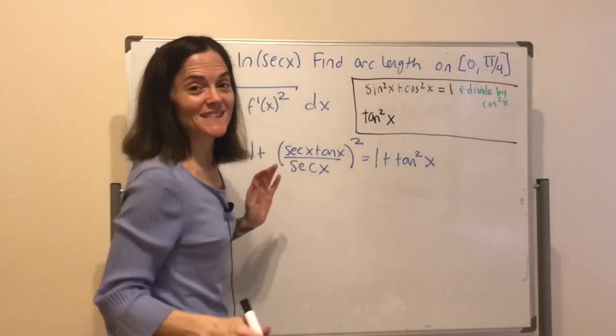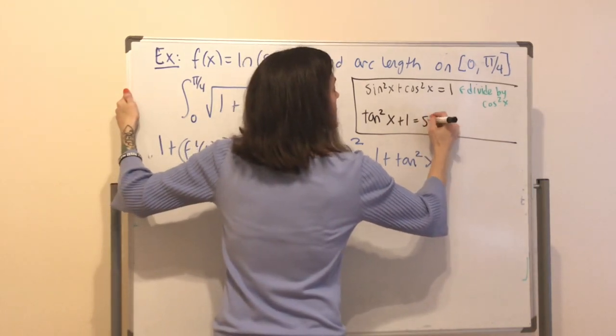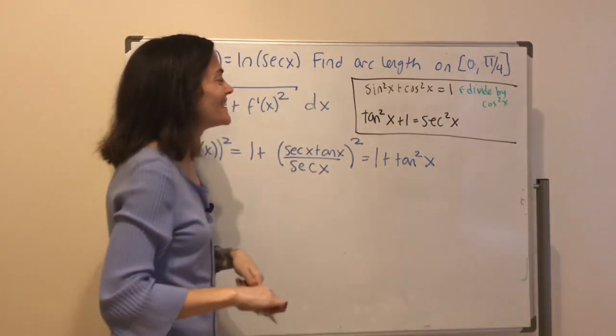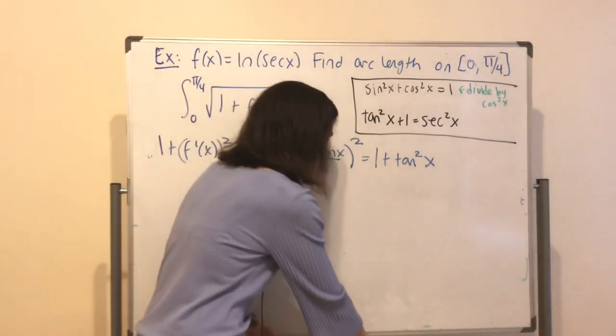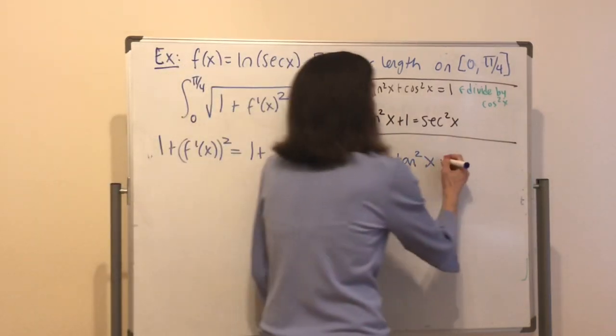Cosine squared over cosine squared is 1. 1 over cosine squared is secant squared. Okay, so now I have a way to simplify this. 1 plus tangent squared is the secant squared.